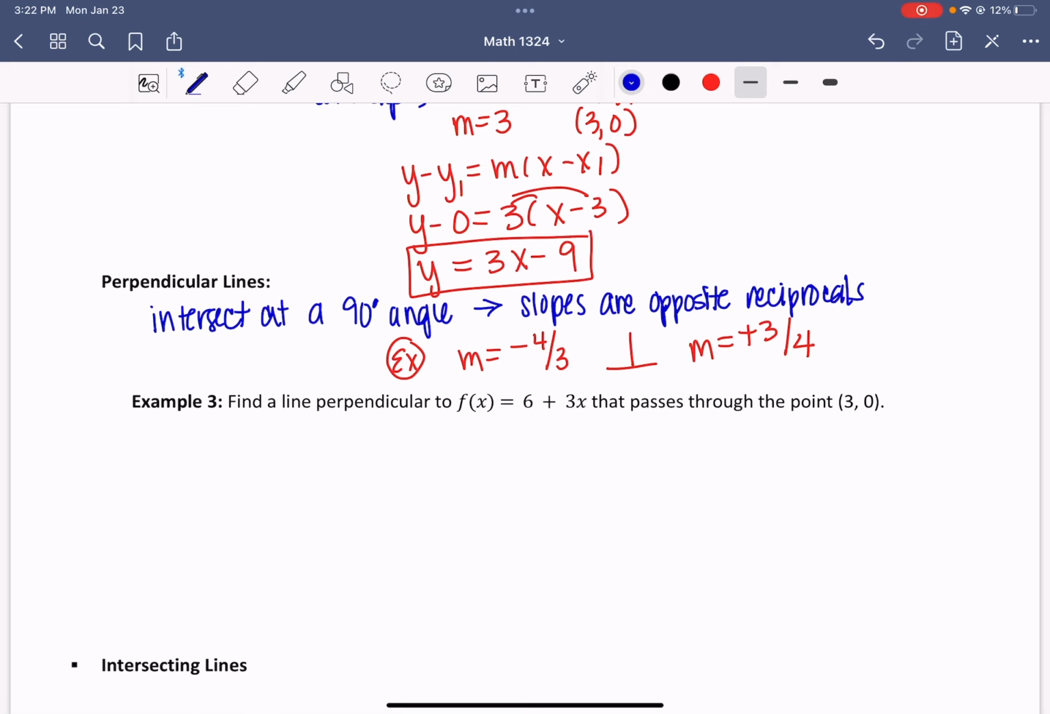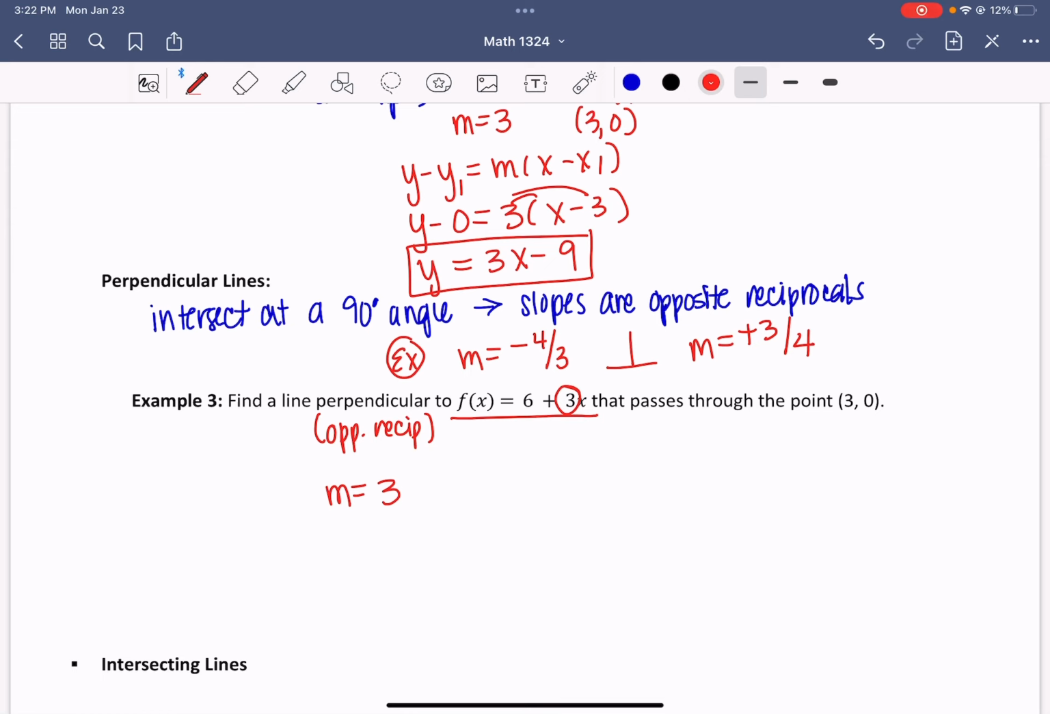So in this next example, you can see it says find a line perpendicular to f of x equal to 6 plus 3x that passes through the point. So same advice, make sure you use all the information that it's given. And let's kind of go through here and just pull out our key information. Find a line perpendicular. So that means I want opposite reciprocals to the given situation. So let's go ahead and figure out what that slope's going to be. If this slope is equal to 3, I need to flip it and change the sign.